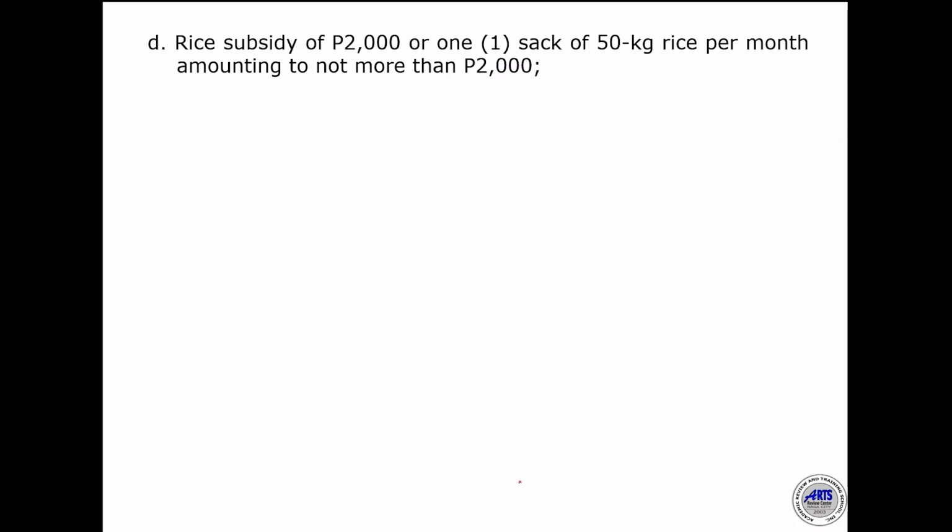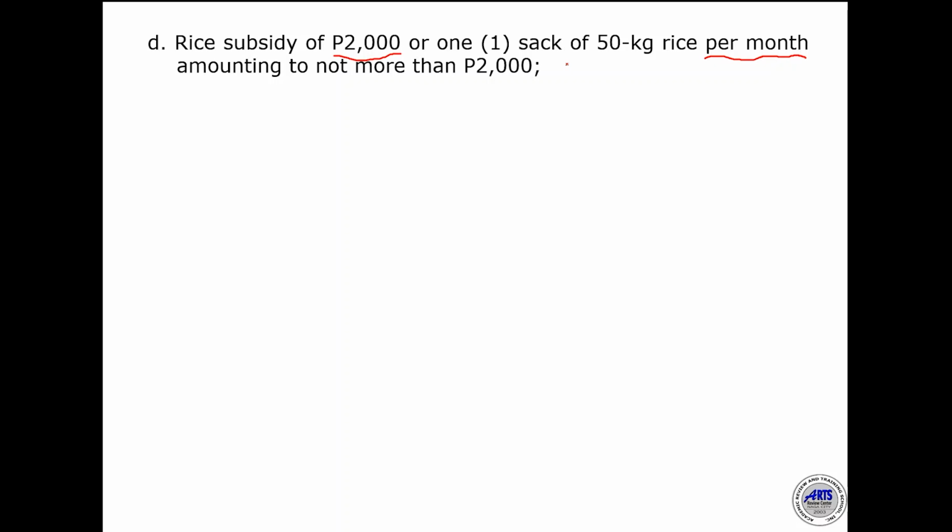Rice subsidy of 2,000 or 1 sack of 50 kilogram rice per month. So the ceiling is 2,000 or 1 sack of 50 kilogram rice. Per month yan, per month. Kung converted into cash, not exceeding 2,000 per month.